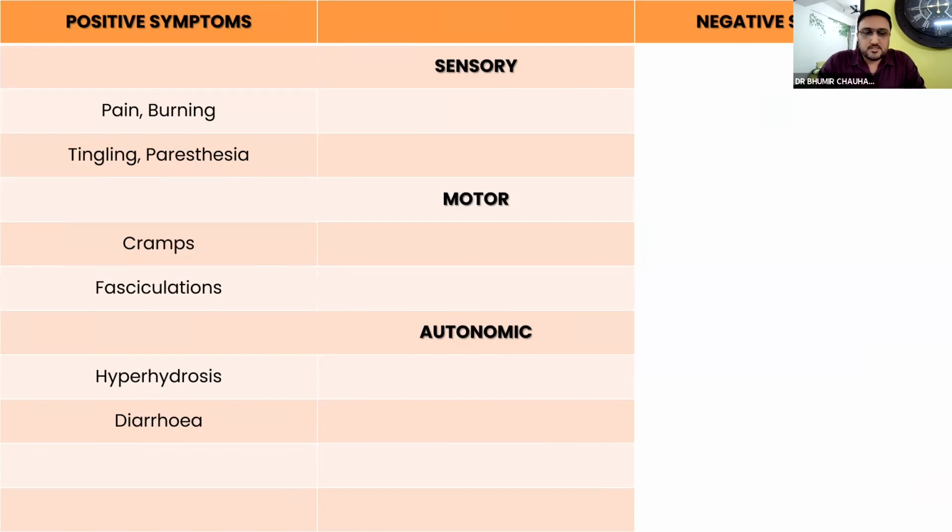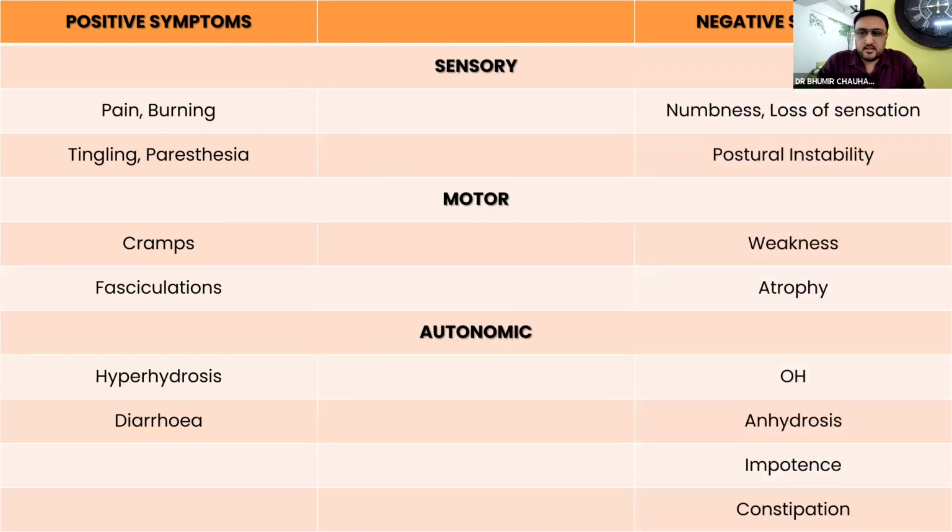In motor, what happens is there are muscle cramps and fasciculations. These are the positive motor symptoms. And in the autonomic system, hyperhidrosis, that is excessive sweating, or diarrhea, that is excessive GI motility. On the other hand, negative symptoms are related to loss of function. In this, we will see numbness, which is loss of sensation. There can be loss of joint position or proprioception, leading to postural instability.